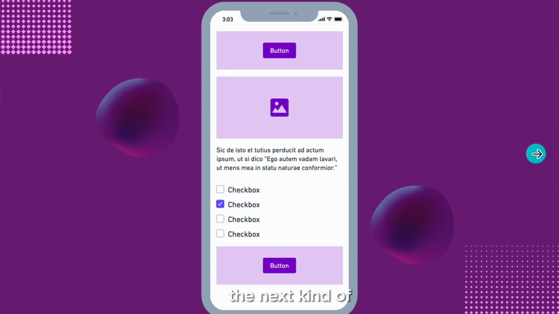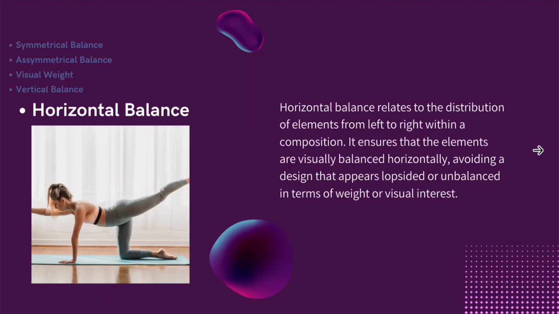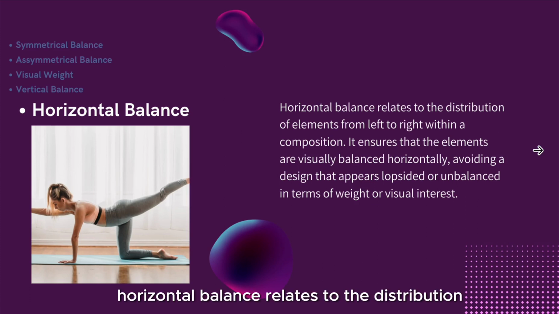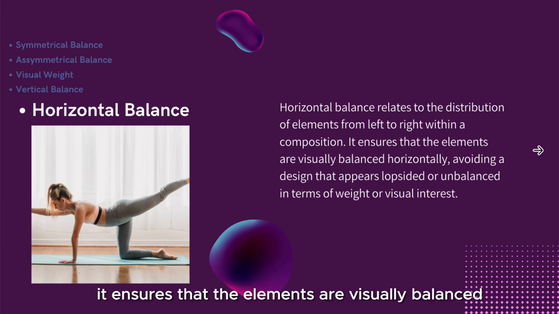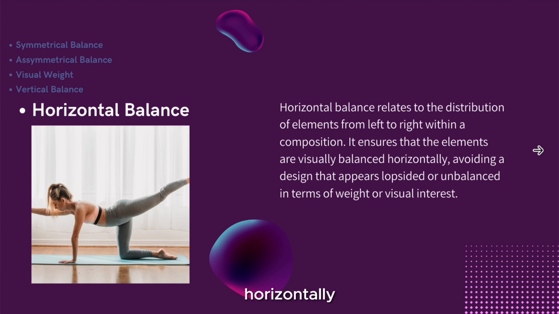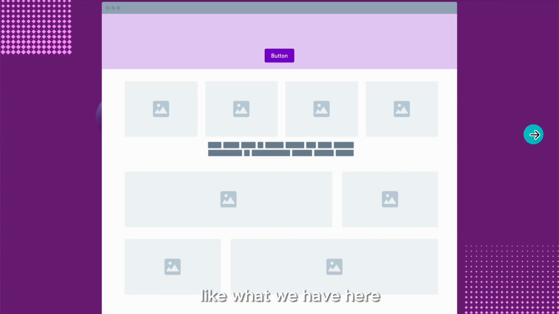The next kind of balance we are looking at is horizontal balance. Horizontal balance relates to the distribution of elements from left to right within a composition. It ensures that the elements are visually balanced horizontally, avoiding a design that appears lopsided or unbalanced in terms of weight or visual interest, like what we have here.